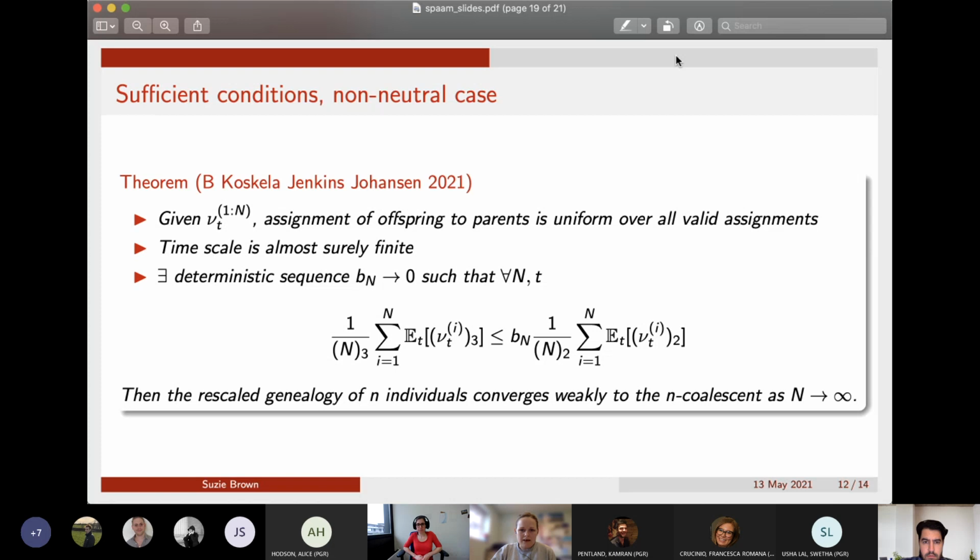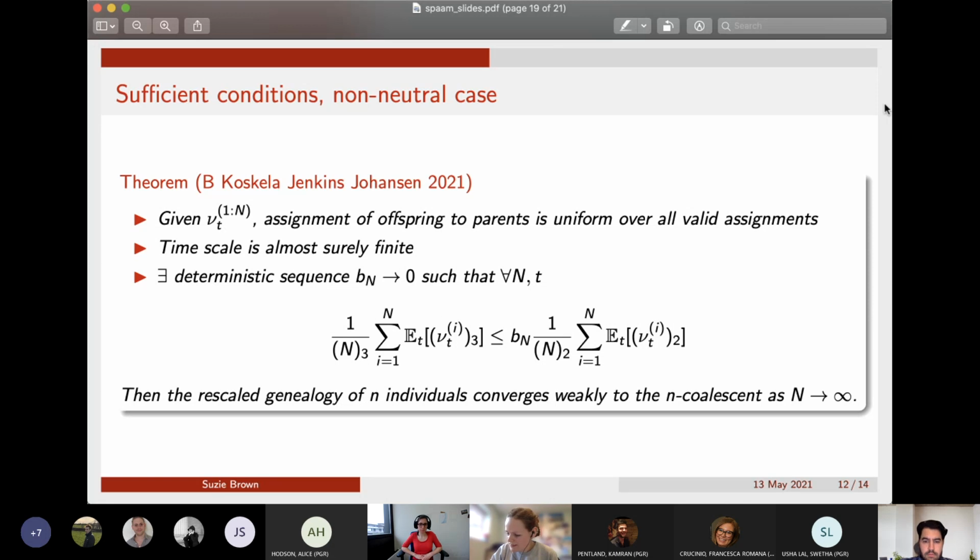And using this theorem, we've managed to prove lots of applications in sequential Monte Carlo, but we haven't really looked yet at the applications in population genetics, so that's something maybe we can come around to later.